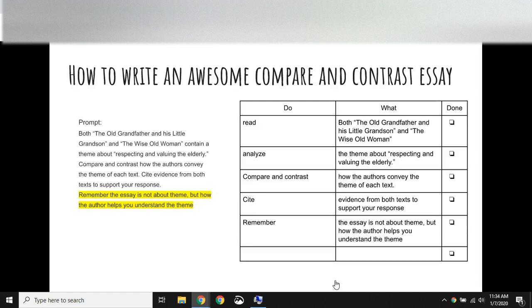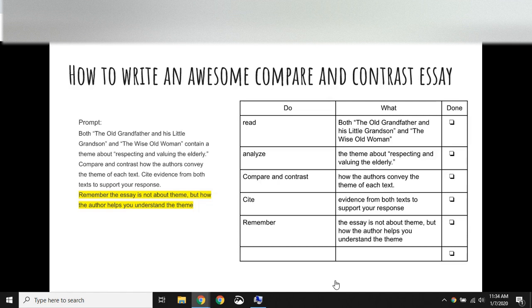The second thing I have to do is what? Analyze. That is another part of the academic language, the academic doing words, those academic verbs that I had to add because it didn't say that. But I know that if I have to look at the theme about respecting and valuing the elderly, I can't just look at it. I can't just read those words. I have to analyze what that means and how that is used in the text.